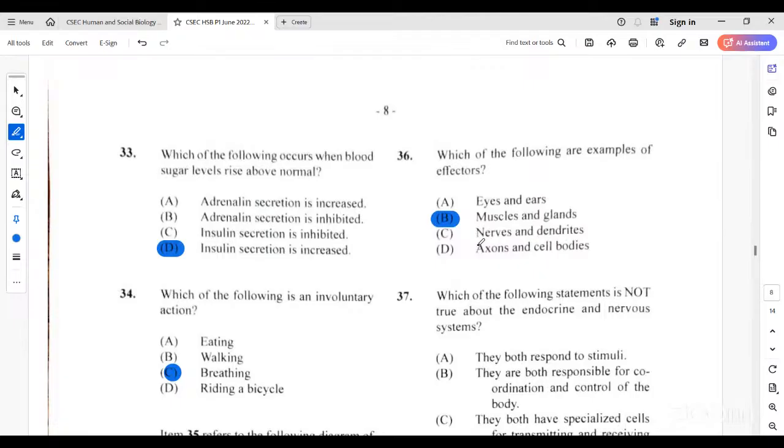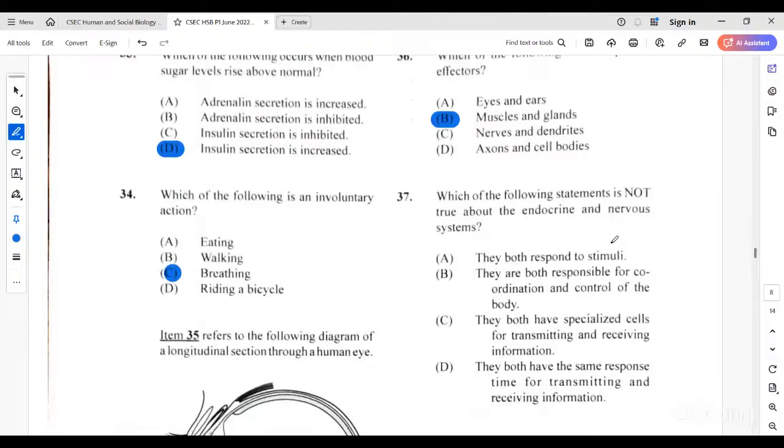So if you touch a flame by accident, you touch the hot pot or something, it's the muscles. The muscles will pull your hand away from that flame. Yeah, the muscles and the glands is the answer.